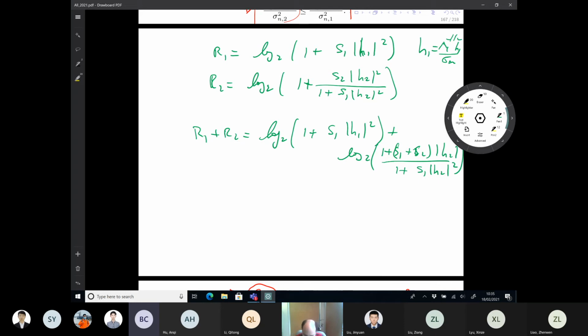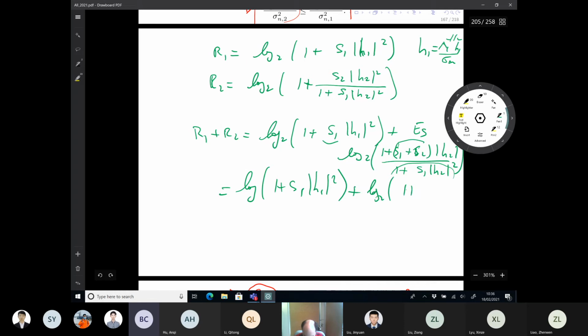But if you write this, you should be able to show that essentially this is equal to Es, that's your sum. And here you have a denominator with H2, and here you have H1. So you can write this equivalently as log2(1 + S1 H1) plus log2(1 + Es H2) minus log2(1 + S1 H2).